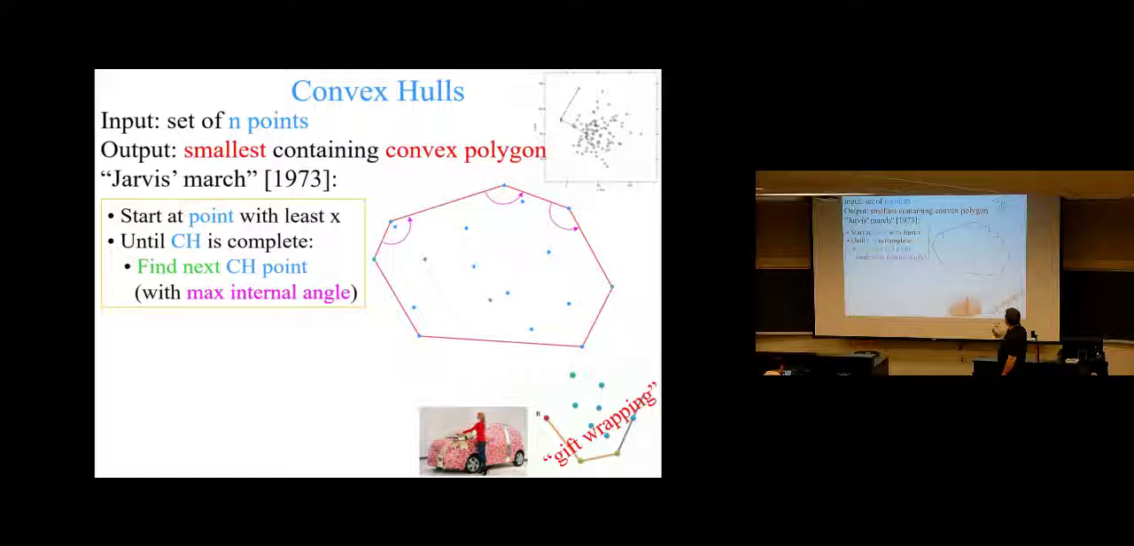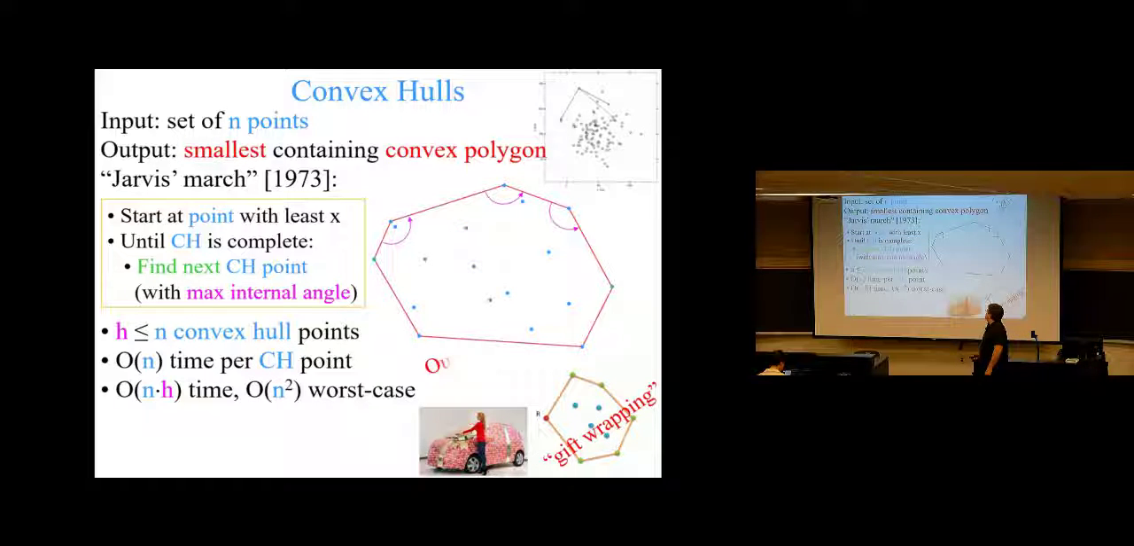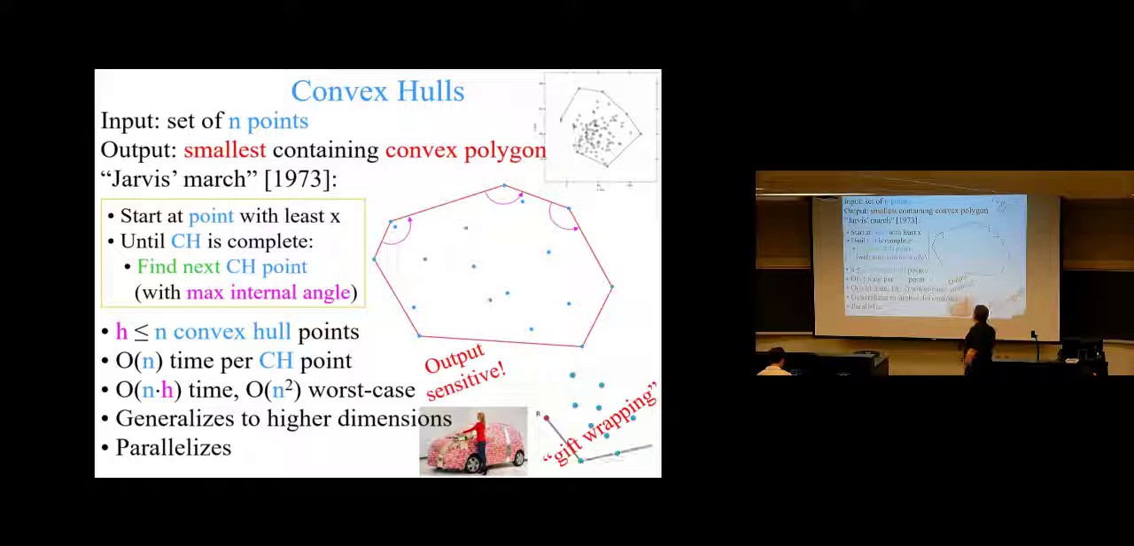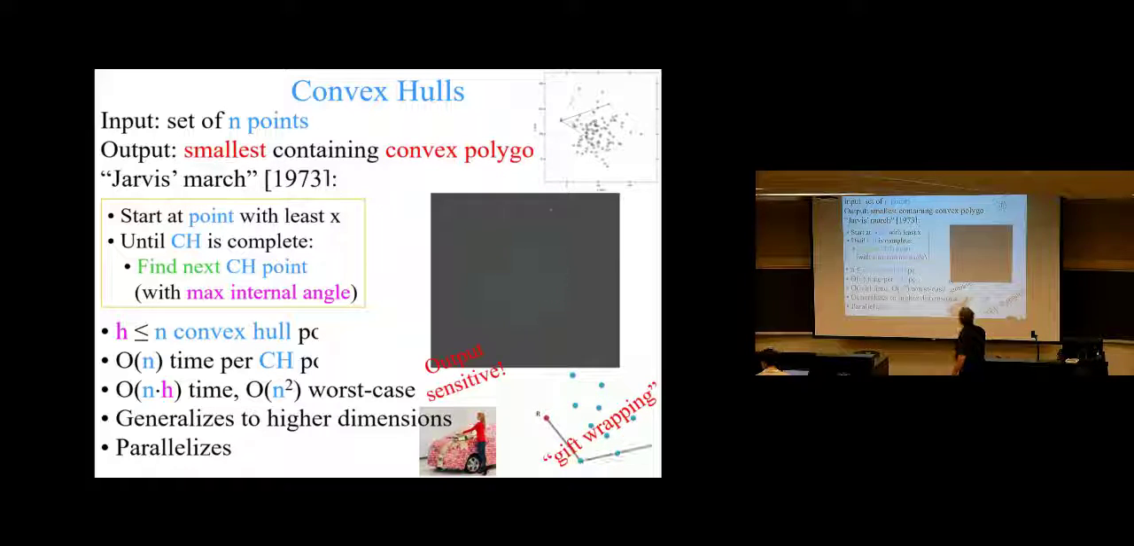This is sometimes called the gift wrapping method. Its running time is proportional to the number of points times the size of the convex hull that you find. So it's not just input dependent, it's output dependent. It's great if you only have a few points in the convex hull. It's basically the analog of selection sort. It generalizes to higher dimensions.